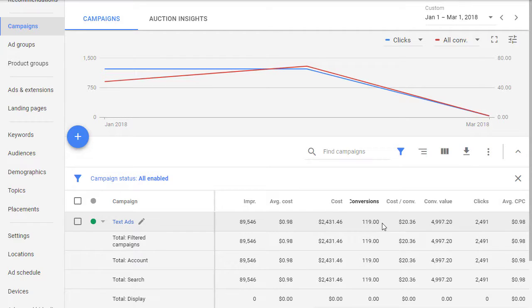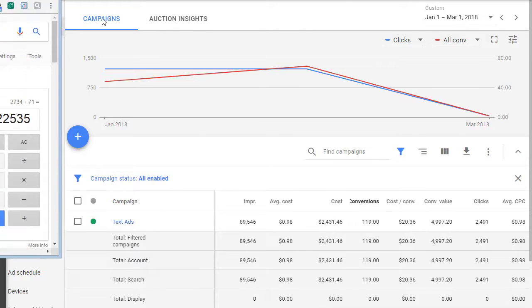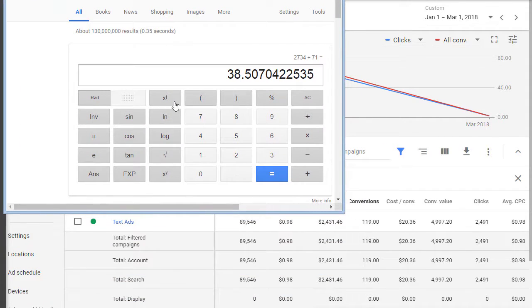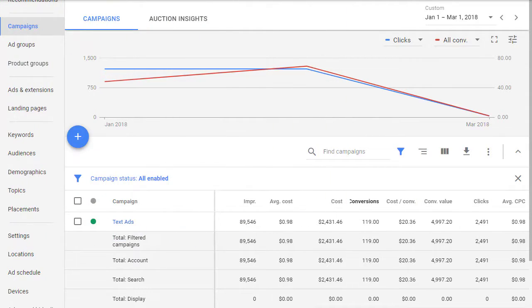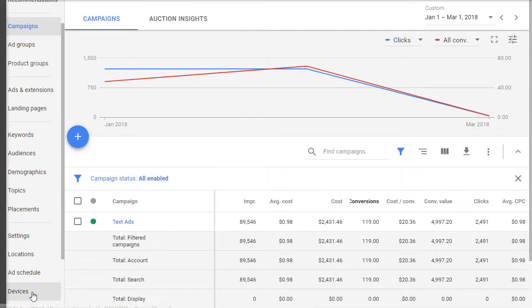They've had 119 conversions. We're looking at conversion value. So real quick, let's do a little bit of math. Bring in a calculator here, and this company did $4,997 in conversion value and spent $2,431. That creates a return on ad spend of a little over 2. Now they have to be at least 2 just to be profitable. So this account is barely profitable.